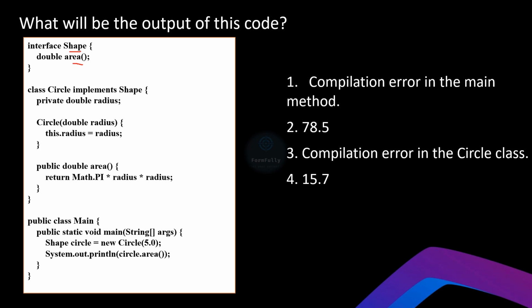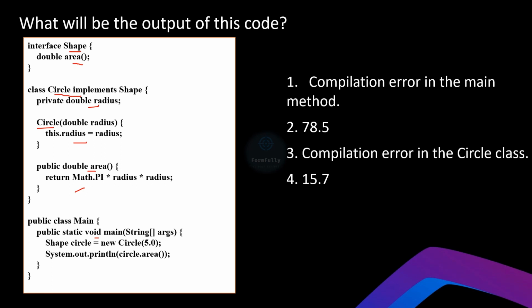So we have the class Circle that implements the Shape interface. Since Circle implements Shape, it is required to provide an implementation for the area method. Inside the Circle, we provide fields. There is a private field radius, which represents the radius of the circle. Then the constructor of the Circle class takes a radius as a parameter and initializes the radius field with the provided value. The area method in the Circle class calculates the area of the circle using the formula pi r square. In the main class, we have the main method.